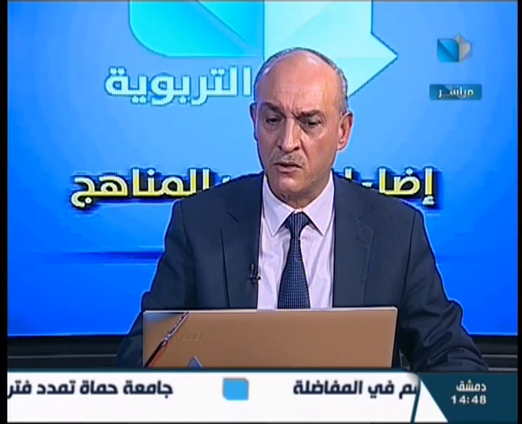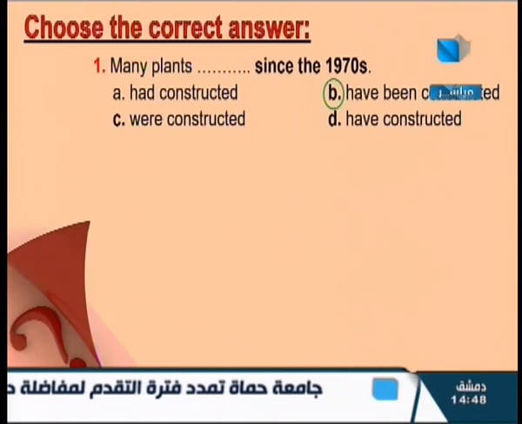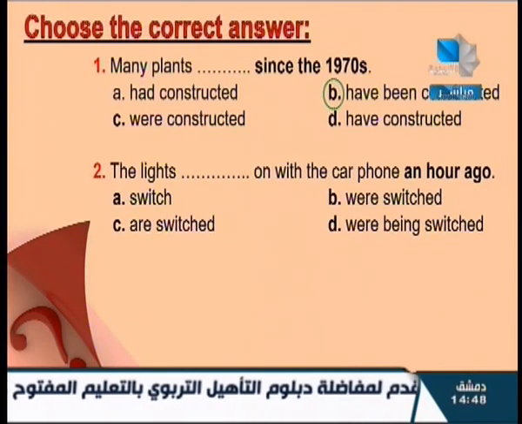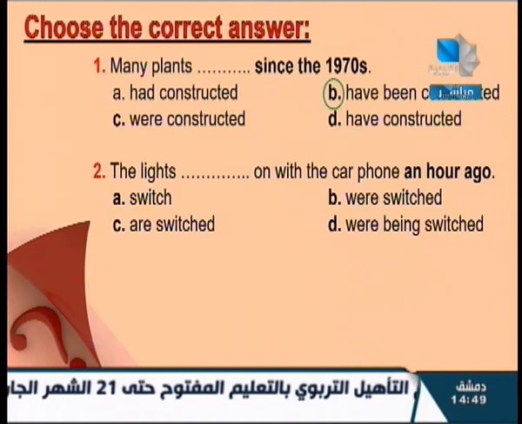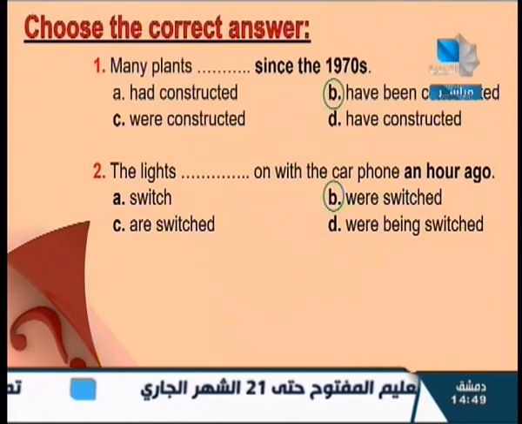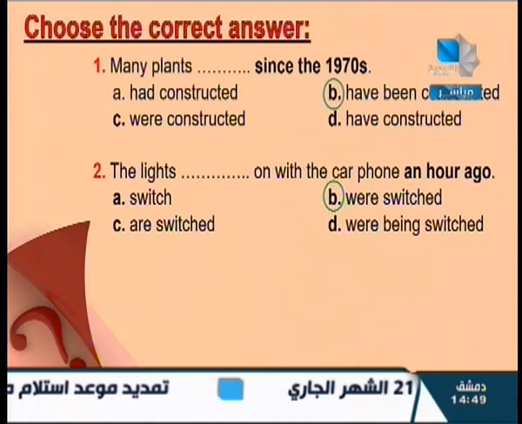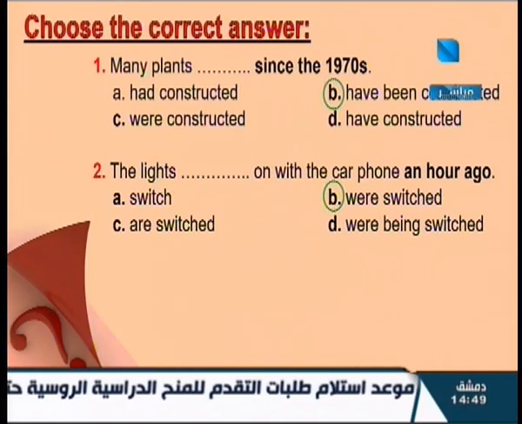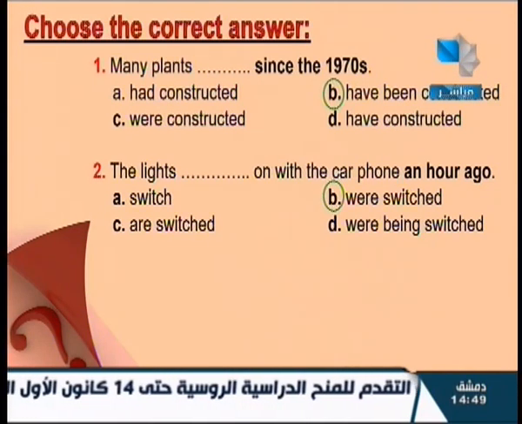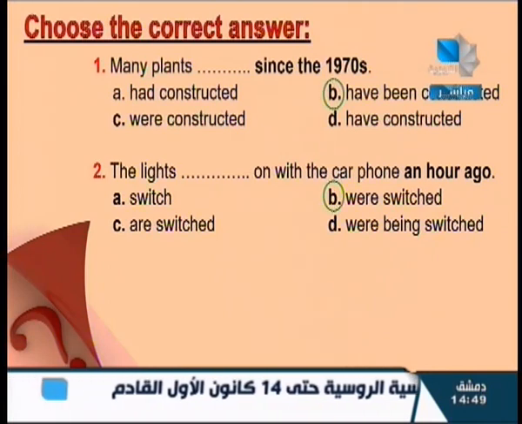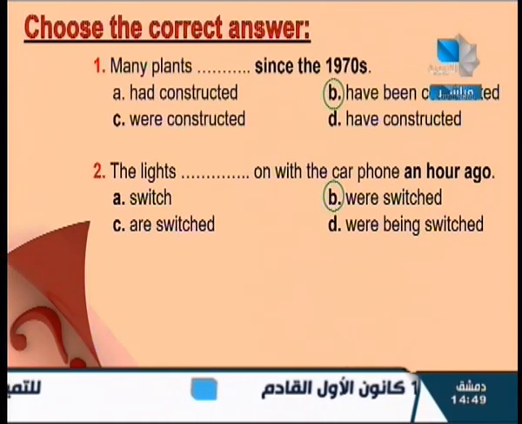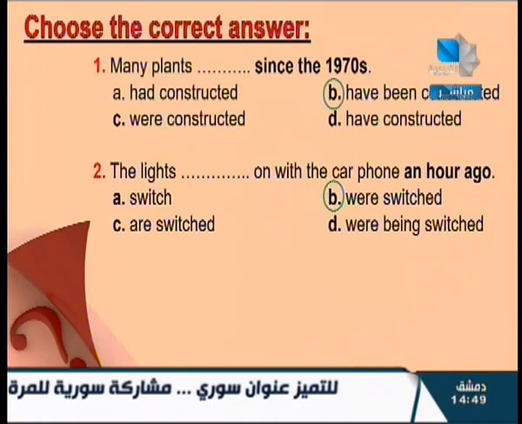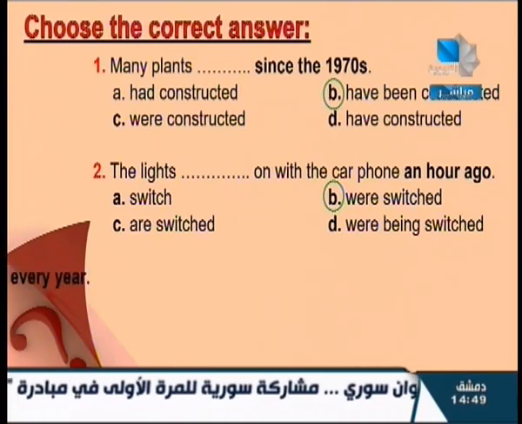The second one, the lights on with the car phone an hour ago. Here we start the sentence with the lights. We have to identify if the lights did the action, it's in the past, or received the action. Here we have four choices: switch, were switched, are switched, and were being switched. We say it's in the passive form. We have to omit A because it's active, and we have three choices. The correct answer is were switched. Were, because switched, an hour ago is used with the past simple. Thank you.